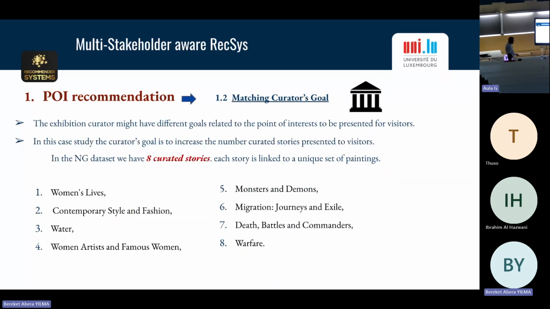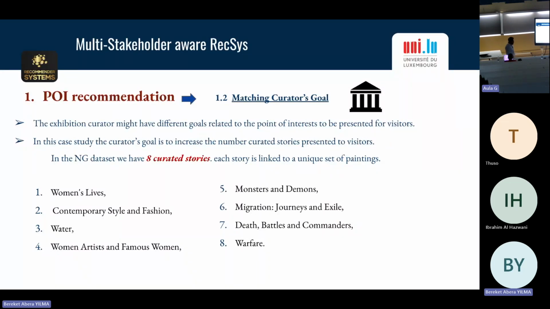Okay, now the second component is not the visitor, but the curator's experience. So the curator's goal here. For example, in the National Gallery dataset, you can find these story groups, which are curated by the artists, like women's lives, contemporary style and fashion, water. All of these are story groups, meaning you can think of them as baskets where a lot of paintings are put together.